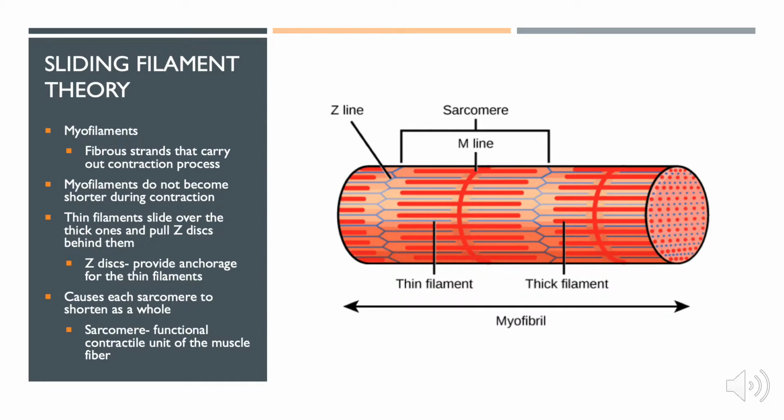This theory suggests that the myofilaments, which are the fibrous strands that carry out the contraction process, do not actually become shorter. Instead, the thin filaments slide over the thick ones, pulling the Z discs behind them. The Z discs are what provide the anchorage for the thin filaments. This sliding process causes each individual sarcomere to shorten as a whole. The sarcomere is the functional contractile unit of the muscle fiber.